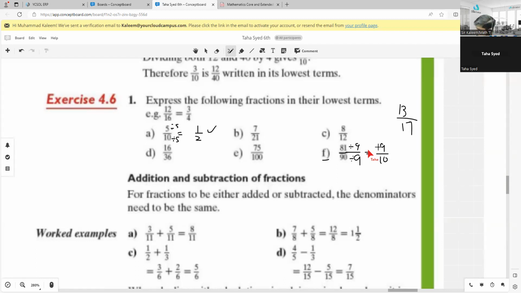9 is divisible by 3, 3 can divide the 9. 5 can divide the 10, but 5 cannot divide 9. So we don't have a single number that divides both numerator and denominator. In this type of situation, we can't take any other, so this 9 over 10 will be known as the lowest form, lowest term or simplest form.